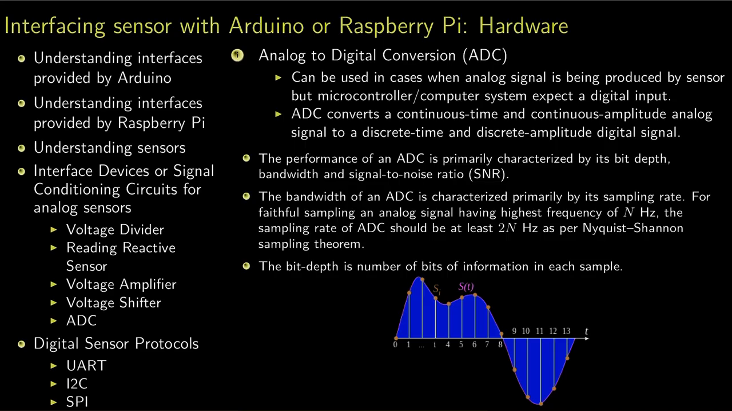Now we have the performance of an ADC. The performance of an ADC is primarily characterized by its bit depth, bandwidth, and signal to noise ratio. The bandwidth of an ADC is characterized primarily by its sampling rate. For faithful sampling of an analog signal having highest frequency of n Hz, the sampling rate of ADC should be at least 2n Hz as per Nyquist-Shannon sampling theorem. Now we have the bit depth, the number of bits of information in each sample.